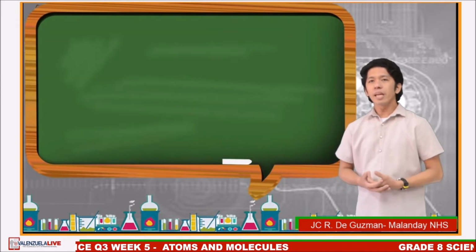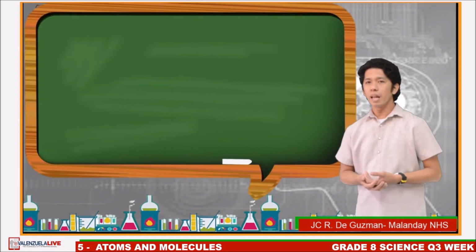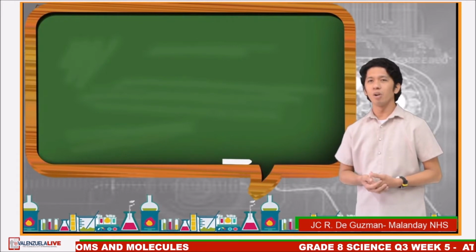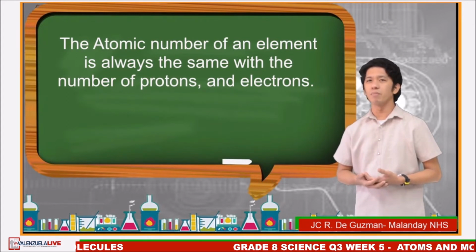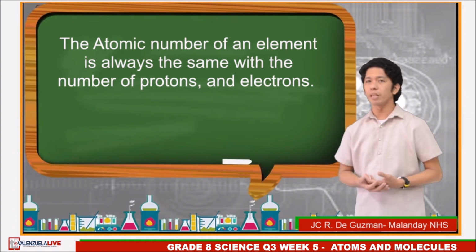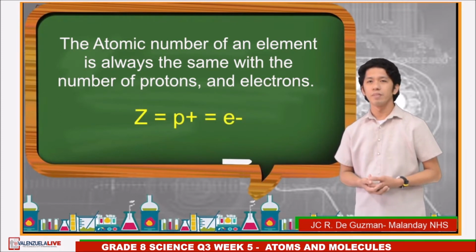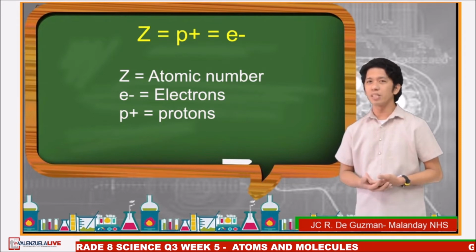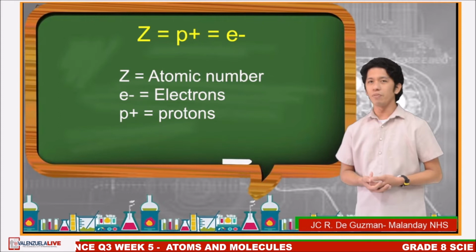To better understand this, let me show you the different formulas used and how to use them. Always remember that the atomic number of an element is always the same as the number of protons and electrons, and is represented by this formula, wherein Z represents the atomic number, E for electrons, and P for protons.